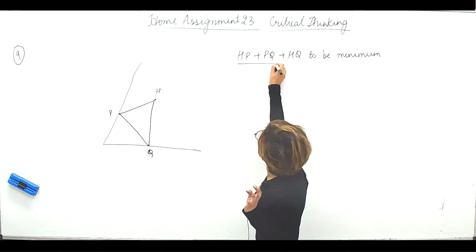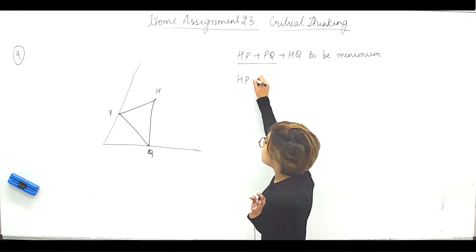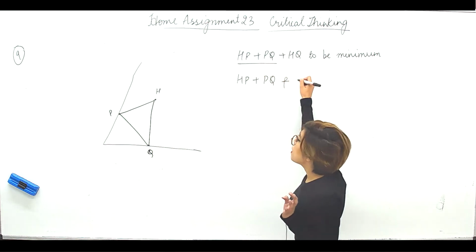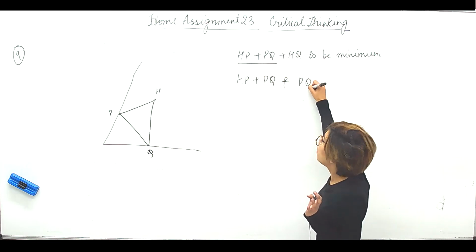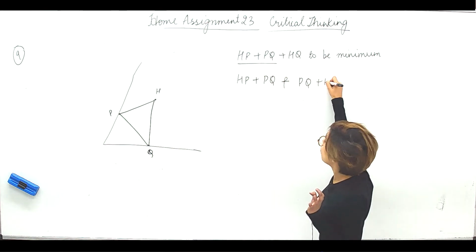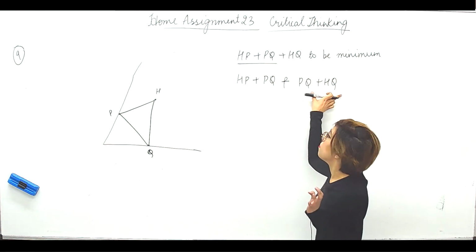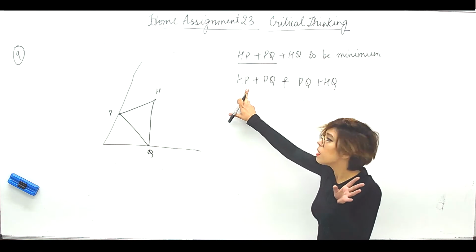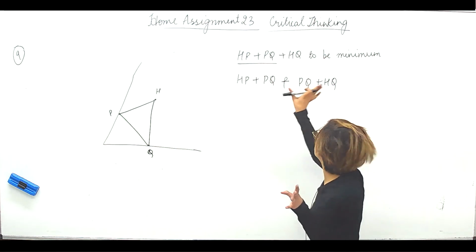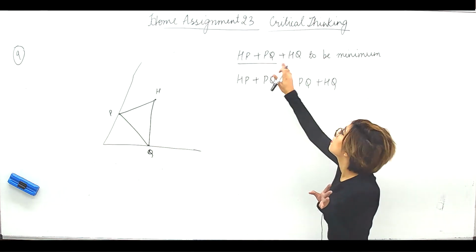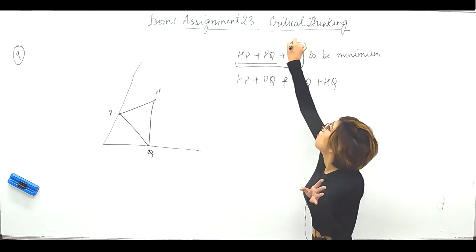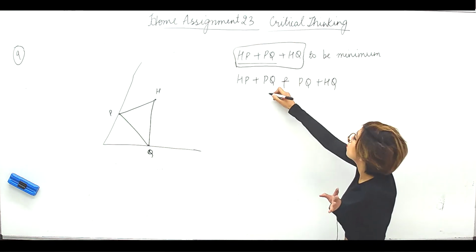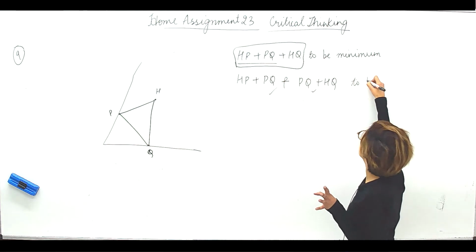So let me consider HP plus PQ and let me consider PQ and HQ. This sum and this sum, because I can involve the sum of 2 lengths. That is easy for me. So I'll make this sum to be minimum. Somehow I'll get the sum of all these 3 to be minimum. So this and this to be minimum.